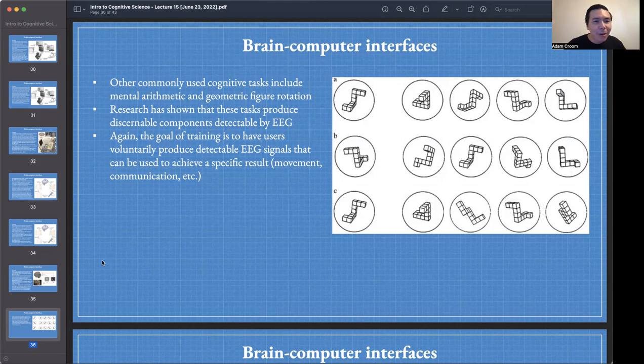All right, other commonly used cognitive tasks include mental arithmetic and geometric figure rotation. So there are many different tasks that can be used for BCI training. Research has shown that these tasks produce discernible components detectable by EEG. Again, the goal of training is to have users voluntarily produce detectable EEG signals that can be used to achieve a specific result, such as movement or communication.